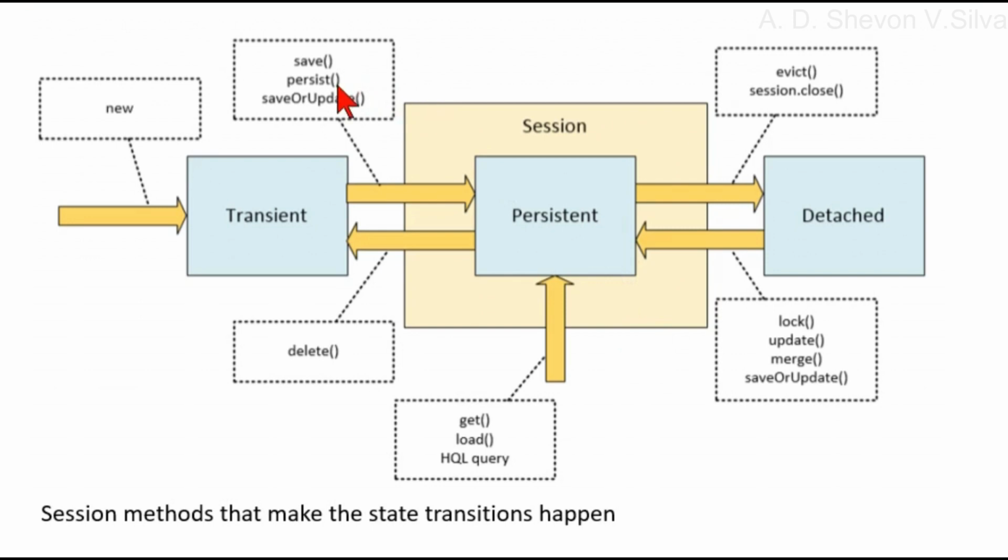Persist. The persist method is intended to add a new entity instance to the persistent context. That is, transitioning an instance from transient to persistent state.